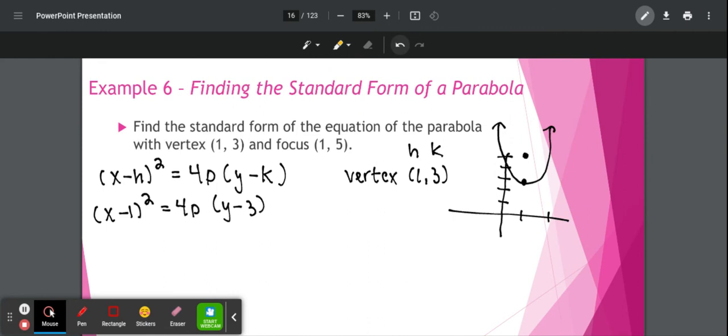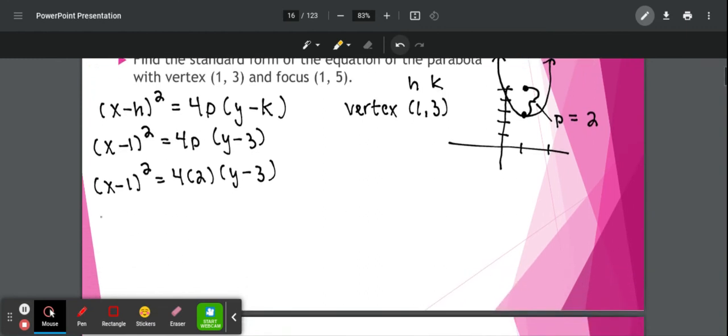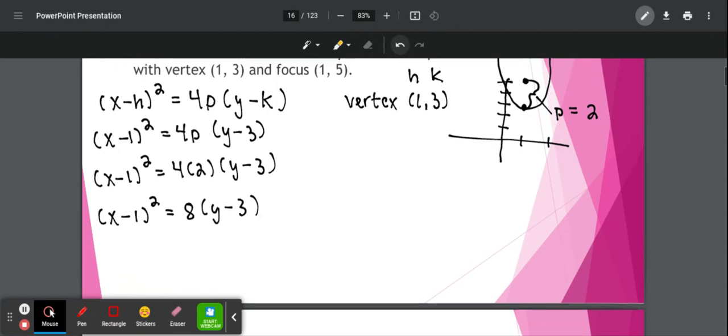And remember, p is how far did you go from the vertex to the focus, right? So our p value, we went from 3 to 5, so our p value would be 2. And so we could say x minus 1 squared equals 4 times 2 times y minus 3. Or our general equation would be x minus 1 squared equals 8 times y minus 3. So that would be our standard form.